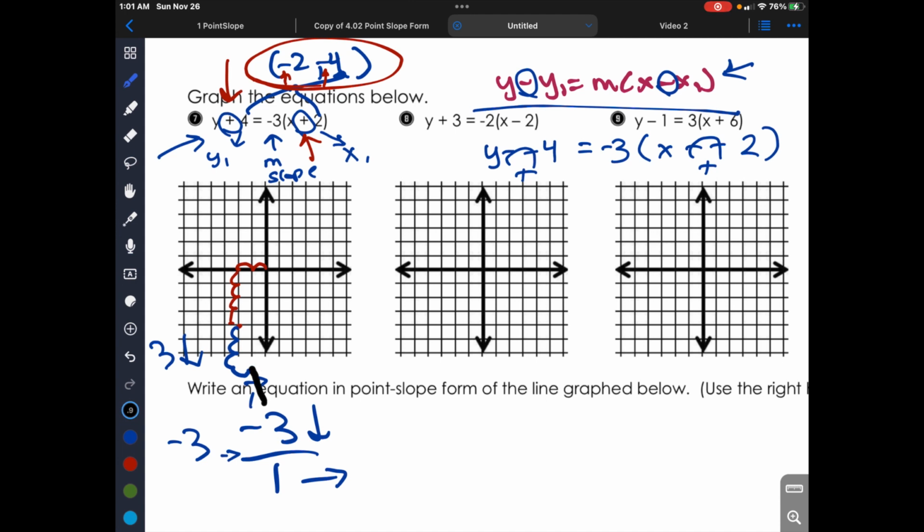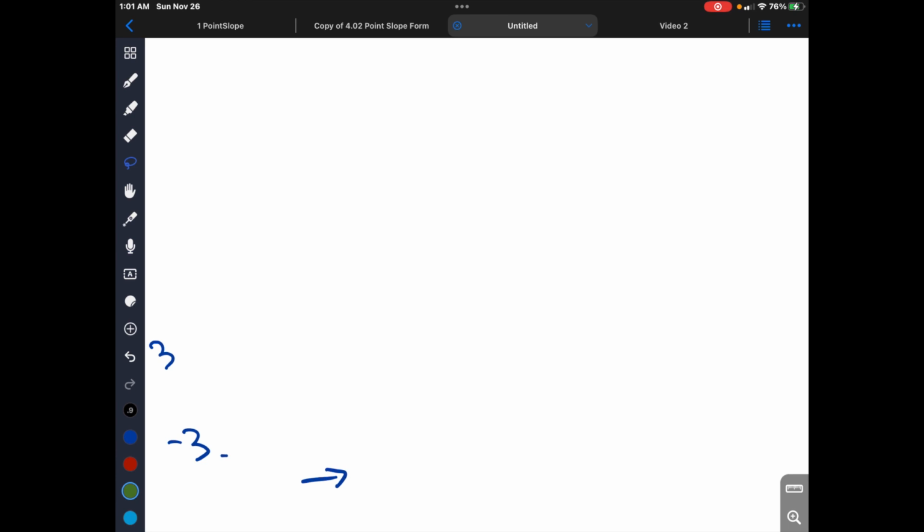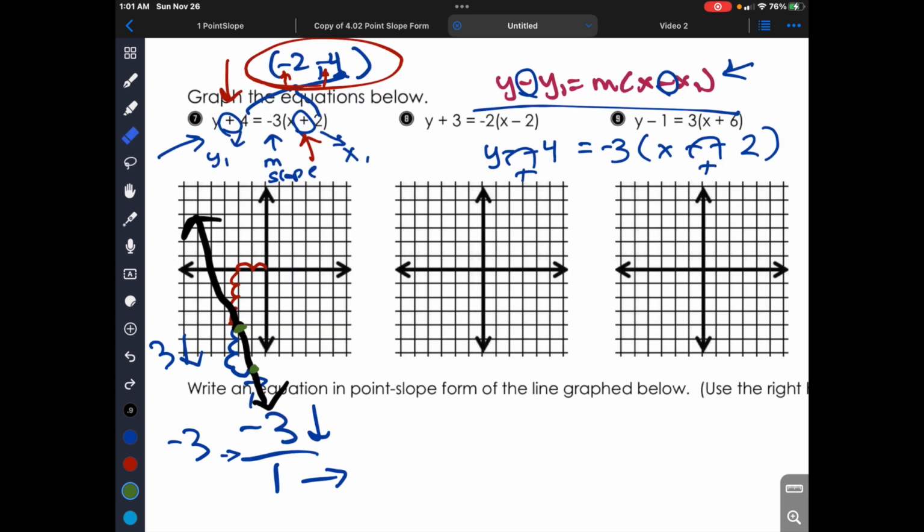So I'm just going to kind of eyeball it. So it's like that. Because there's a point here. Let's do a different color. A point here and a point here. Okay, it's a little messy, so let's try to do the next one. Let me just erase all this right here.